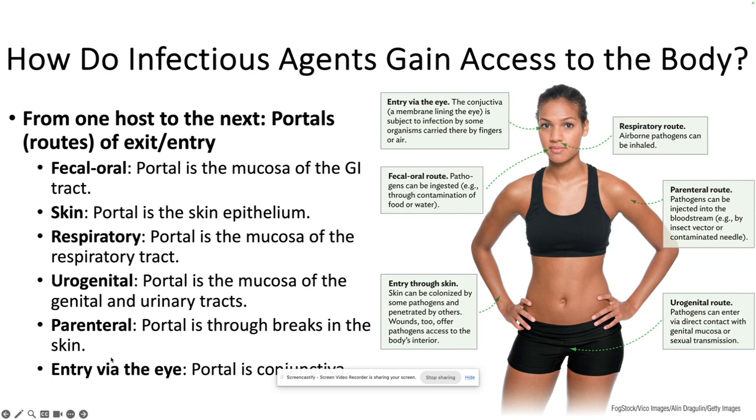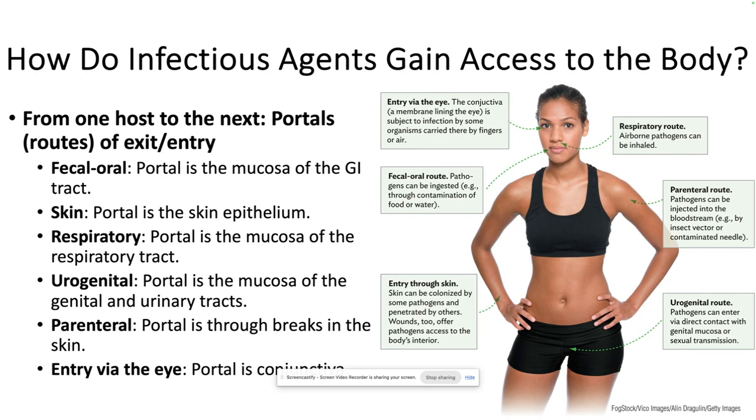Okay, so the first thing we're going to talk about is how do infectious agents gain access to our bodies and cause disease? We have a lot of routes of entry and exit, so different portals that a pathogenic microbe can use to gain entry to your body. The first one is one that we've talked quite a bit about. It's the fecal oral route. You ingest either some contaminated food or contaminated water that has feces in or on it. So it's now in your body. It's going to enter your GI tract through your stomach and then enter your intestines.